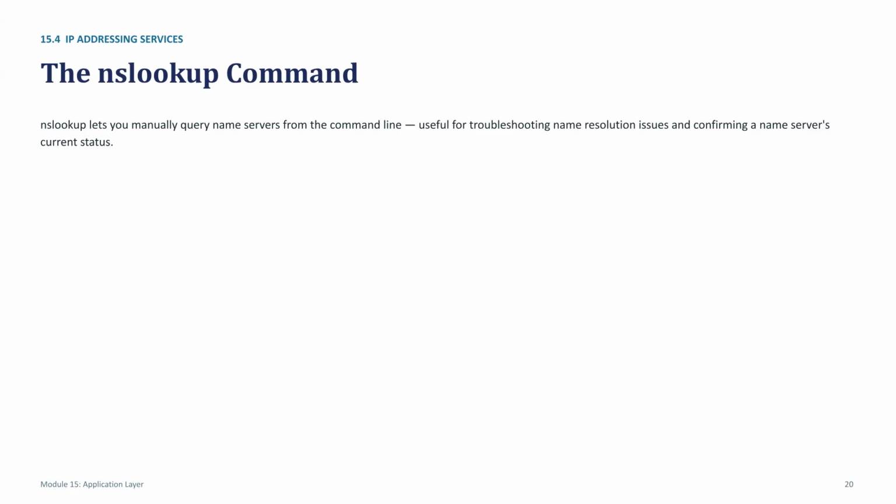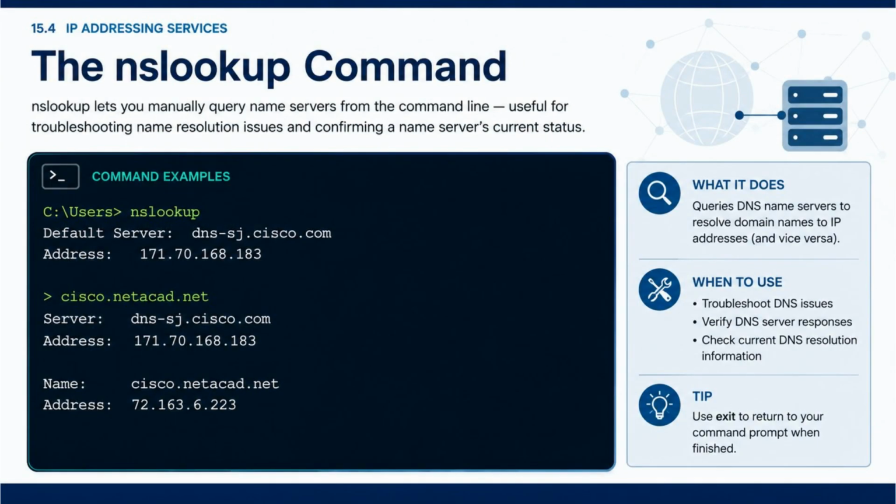nslookup lets you manually query name servers from the command line, genuinely useful for troubleshooting resolution issues or confirming a name server status. Walk the sample session on screen, querying cisco.netacad.net and getting back its resolved IP address, exactly what a browser does automatically behind the scenes.